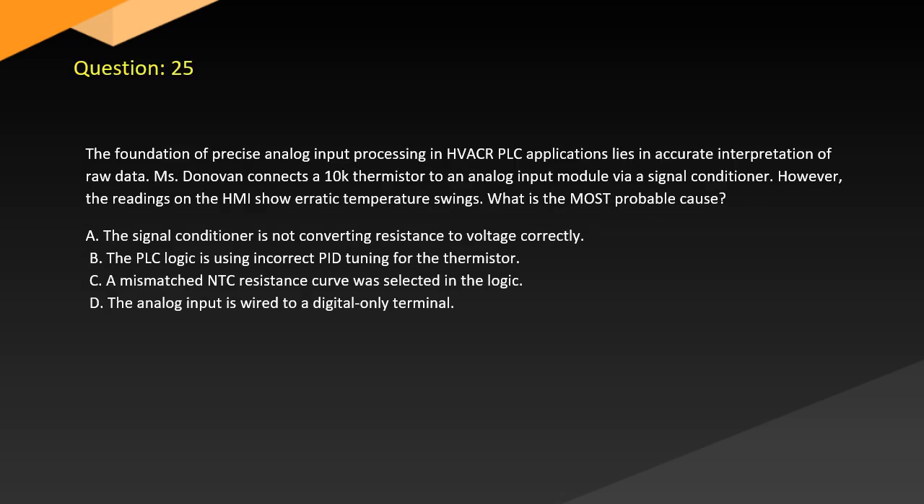Question 25. The foundation of precise analog input processing in HVAC PLC applications lies in accurate interpretation of raw data. Mr. Donovan connects a tank thermistor to an analog input module via a signal conditioner. However, the readings on the HMI show erratic temperature swings. What is the most probable cause? A. The signal conditioner is not converting resistance to voltage correctly. B. The PLC logic is using incorrect PID tuning for the thermistor. C. A mismatched NTC resistance curve was selected in the logic. D. The analog input is wired to a digital-only terminal.